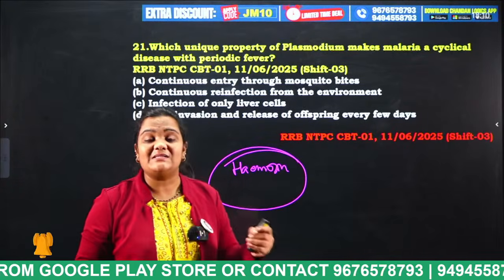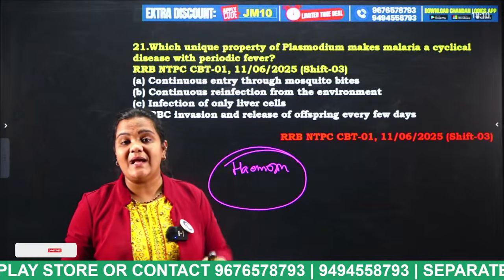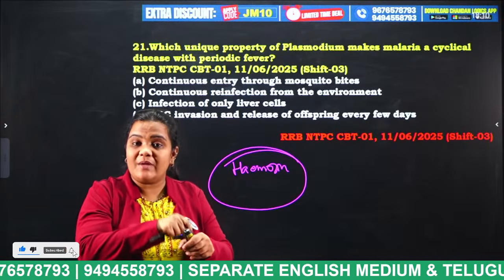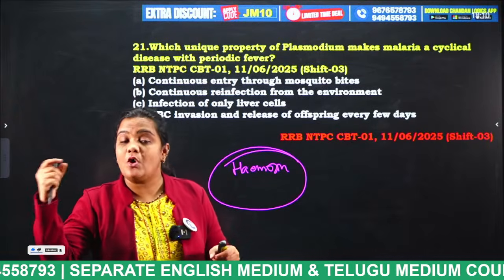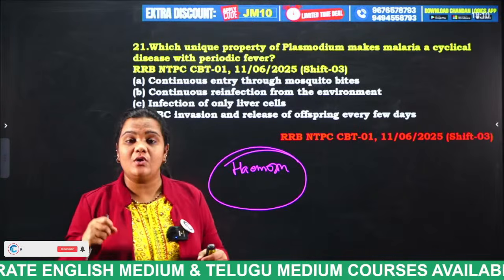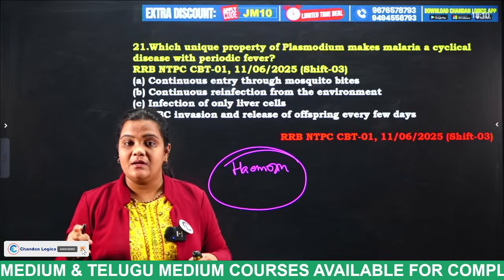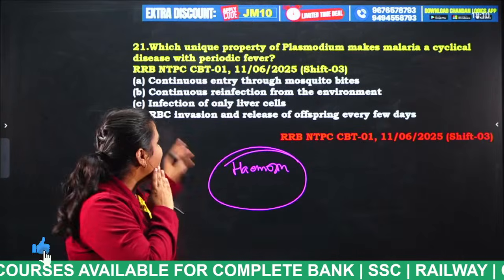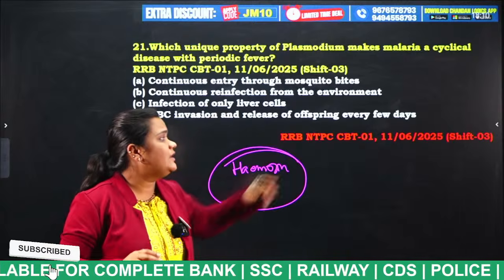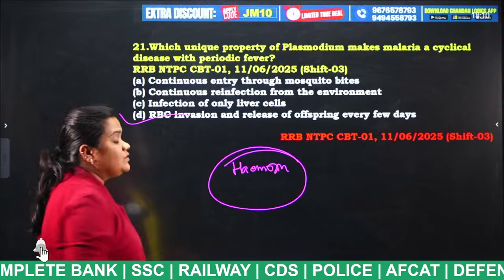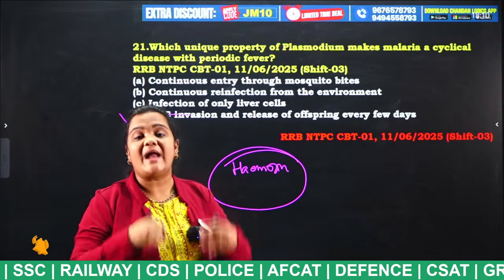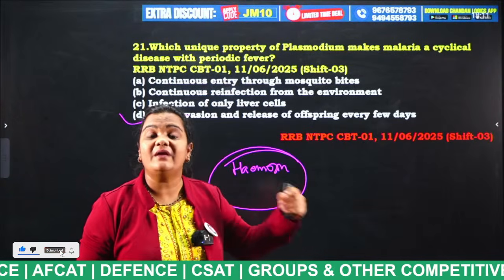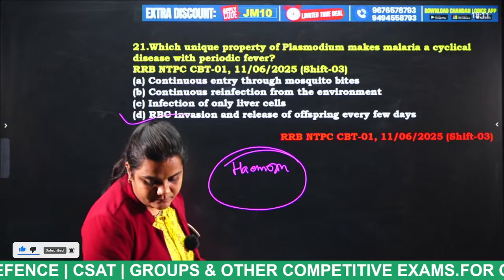If a mosquito bites a person who is infected with malaria, the Plasmodium sporozoites will again enter into that mosquito, and reproduction starts again. So actually it is a cyclic process. What is happening there? RBC invasion and release of offspring every few days. So the cells are dividing and multiplying in these RBCs every few days. Okay. Next.